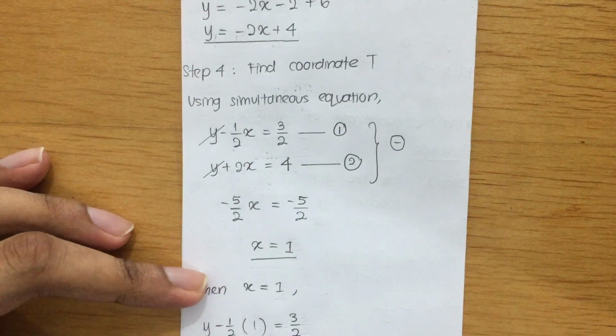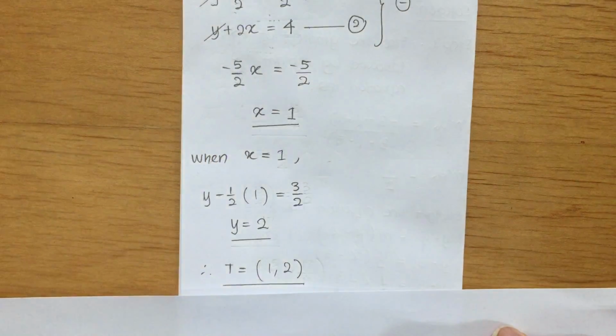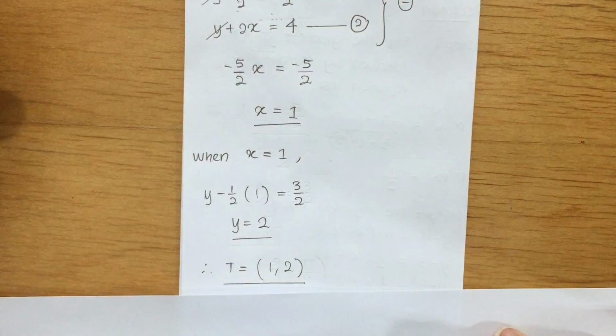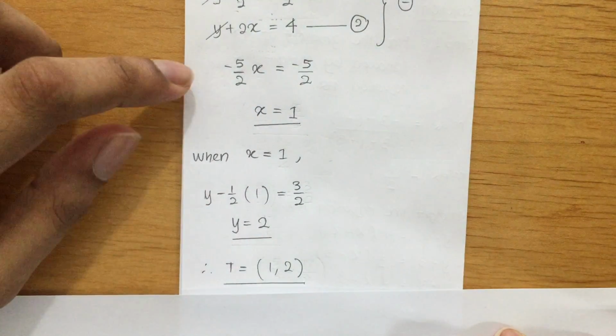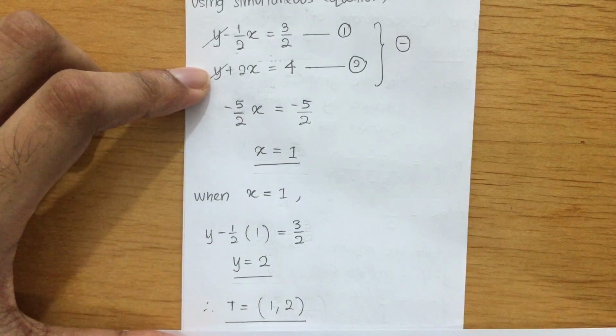So therefore, your coordinate T is equals to, okay, let me pull up a bit, see if you can't see it. So therefore, your coordinate T is equals to (1, 2). Alright guys, this is the solution. So I hope you get this clear.